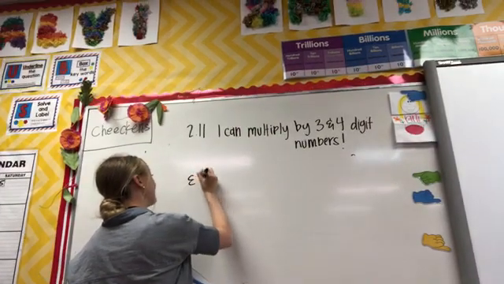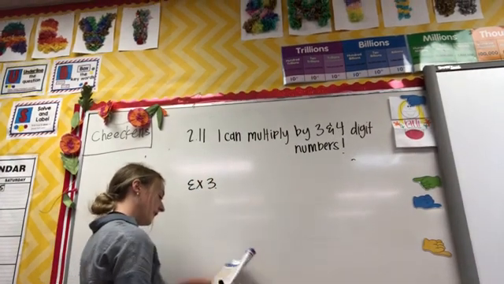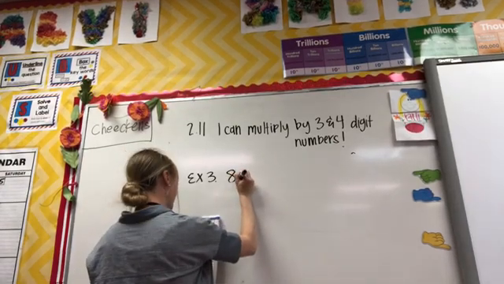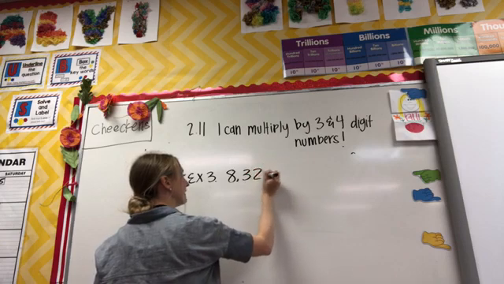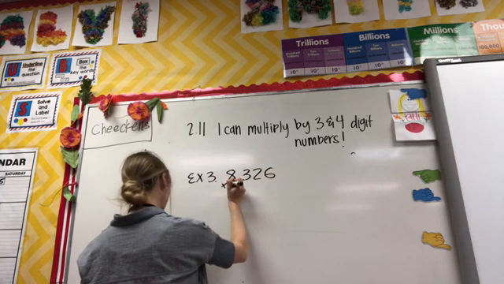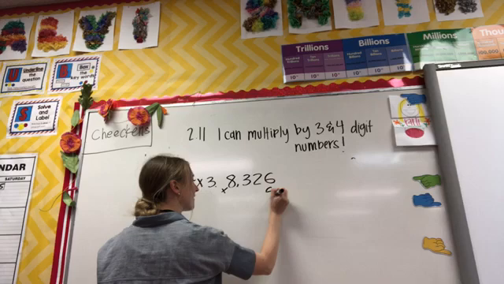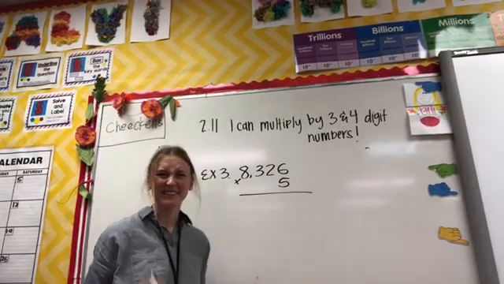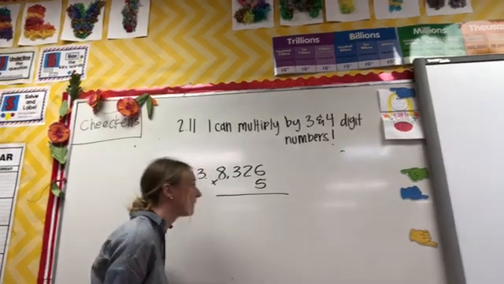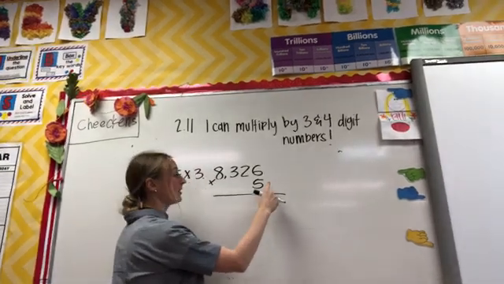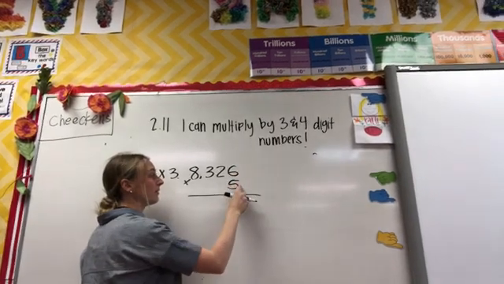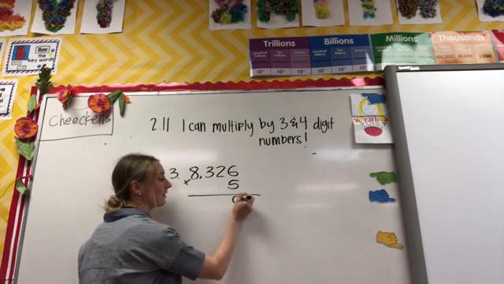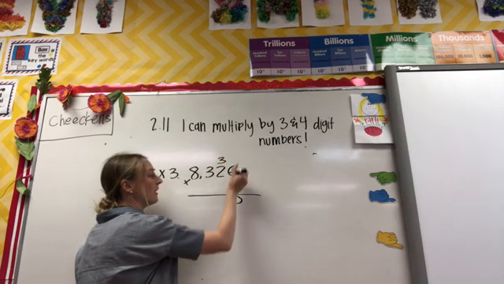All right, example 3. If we had 8,326 times 5. All right, don't get overwhelmed. Just because there's 4 digits, we totally got this. We know what to do. All right, always first, we times our bottom number by our upstairs neighbor. So 5 times 6 is 30. So the 0 goes down here and we carry the 3. We're done with that, neighbor.